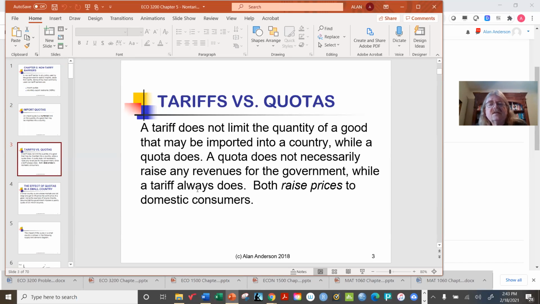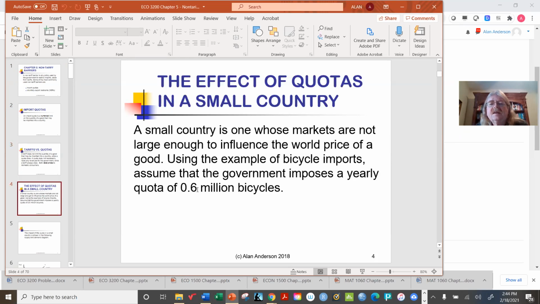Now, in some cases, one is worse than the other as far as consumers are concerned. There are cases where the tariffs are more harmful, and there are cases where the quotas are more harmful. It depends on the circumstances. For example, how strong is the demand for that product in the domestic and the foreign country? How easy is it for the domestic producers to produce more of a good when there are restrictions? But in general, both of these are harmful to consumers at least.